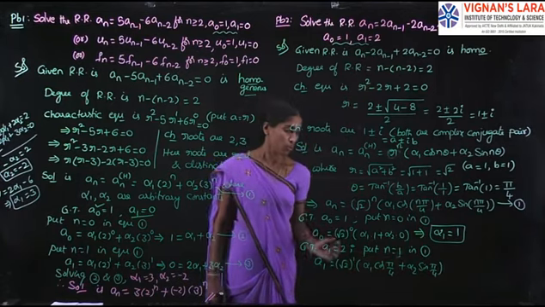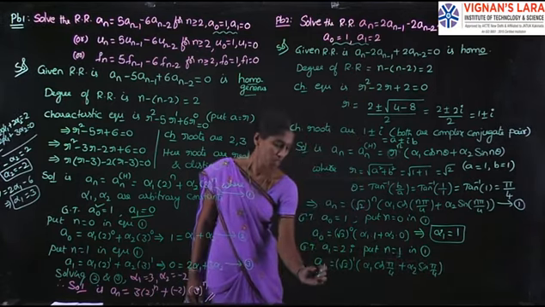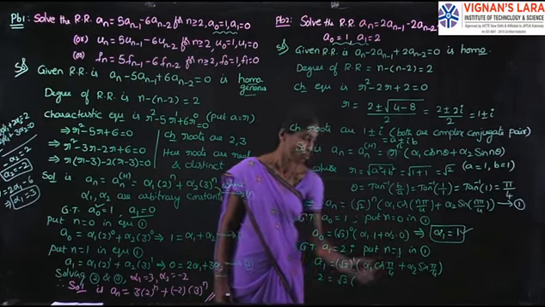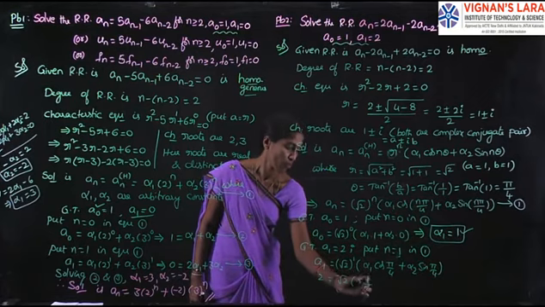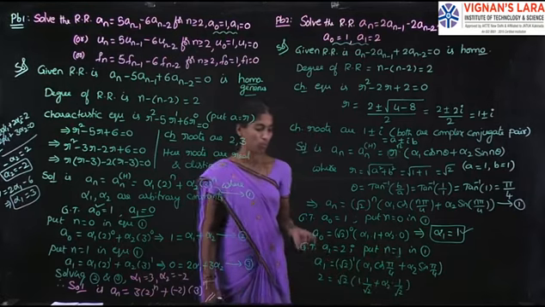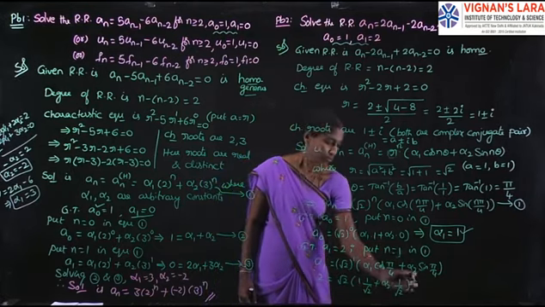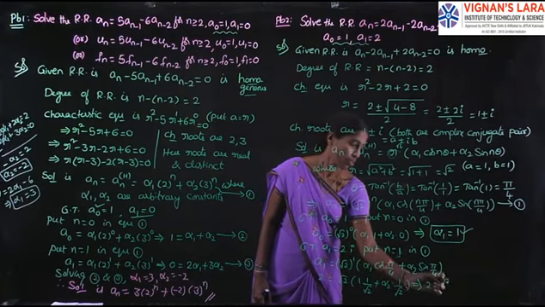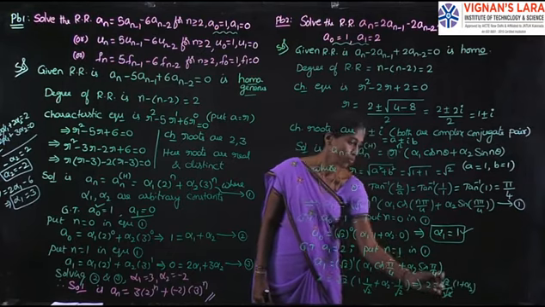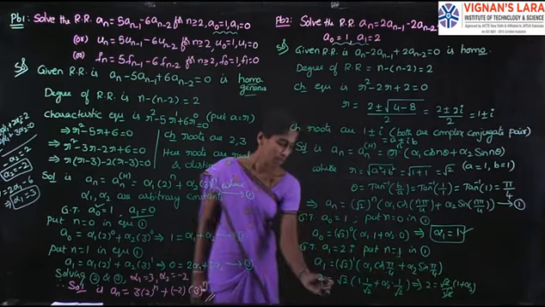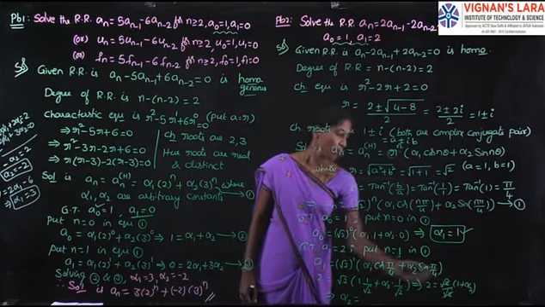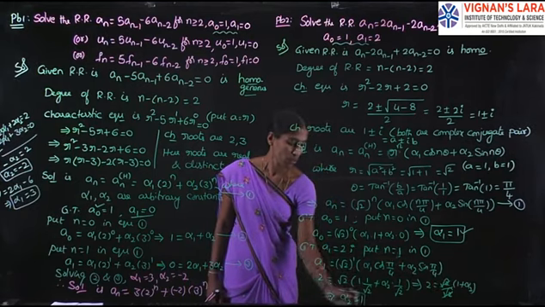So what is the a1 value? The a1 value is 2. So 2 is equal to root 2 into alpha 1 value, which we already calculated as 1. Cos pi by 4 is 1 by root 2. Alpha 2, again sin pi by 4 is 1 by root 2. So 2 is equal to root 2 by root 2 into 1 plus alpha 2. So we get 2 is equal to 1 plus alpha 2. Alpha 2 is equal to 1.